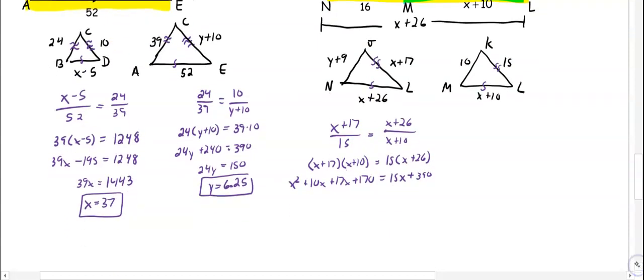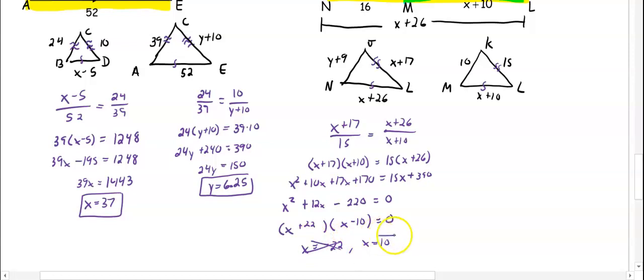So this is going to be a factoring problem, so move everything to the x squared side. So we get x squared plus 12x, because we had 10x plus 17x minus 15x. And then we're going to subtract 390 from both sides to get x squared plus 12x minus 220 equals 0. What multiplies to negative 220 and adds to 12? We would have (x plus 22) and (x minus 10). So x would equal negative 22 and x would equal positive 10. We're going to get rid of the negative 22, so x is 10.